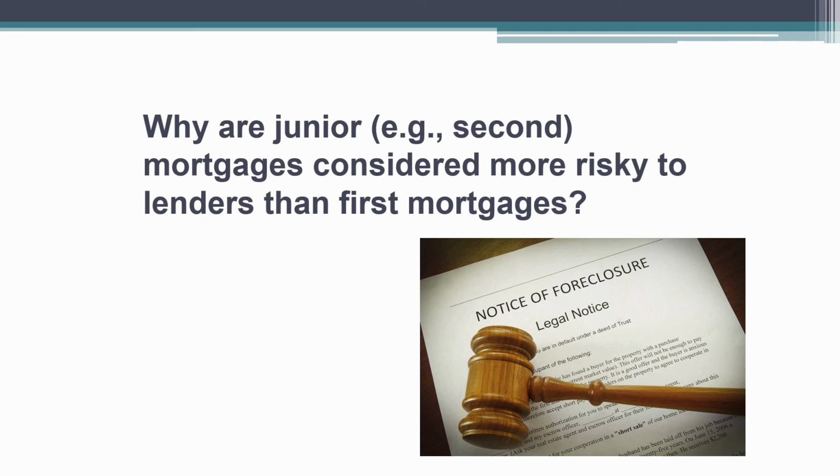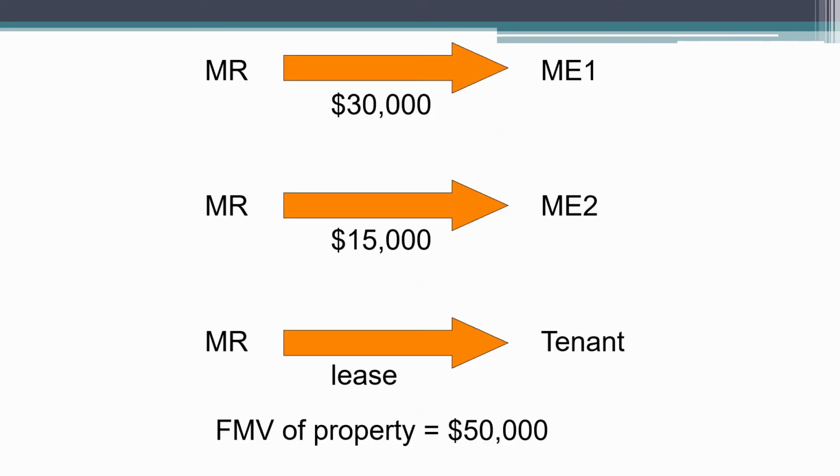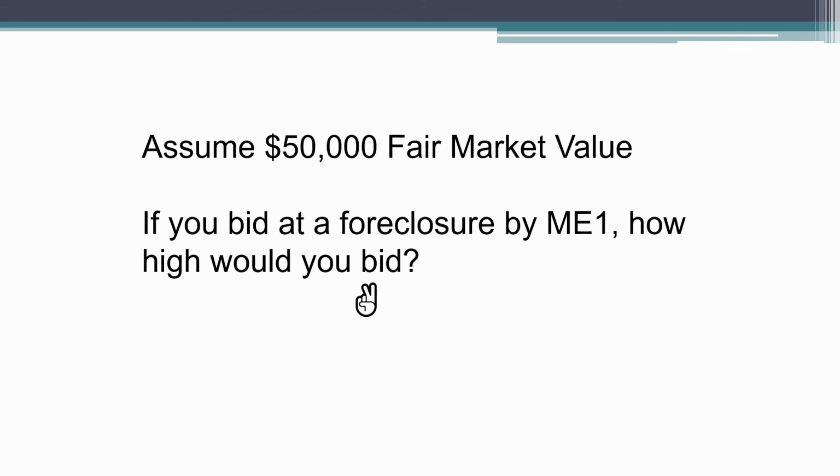Now let's go back to our example where we have two mortgages and a lease on the property. Let's put ourselves in the position of a bidder who attends a foreclosure sale and is interested in buying the property. Let's assume that we've examined the property and concluded that its fair market value is $50,000 free and clear of all liens.